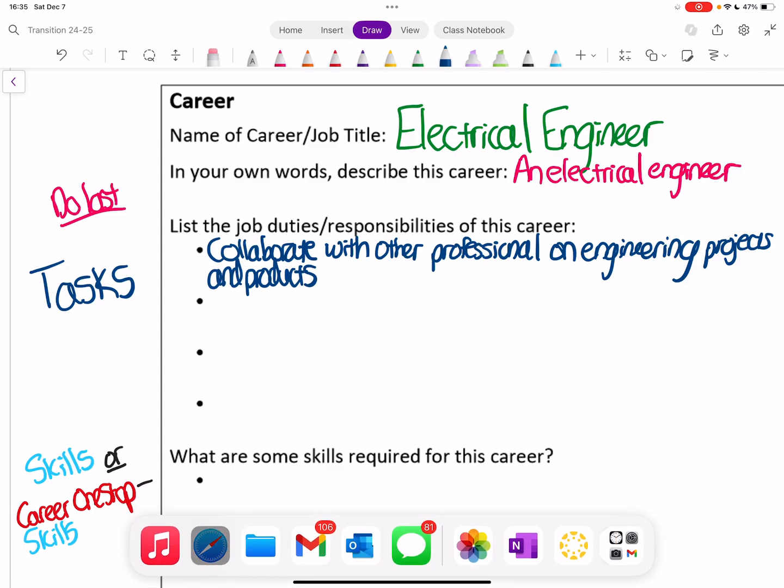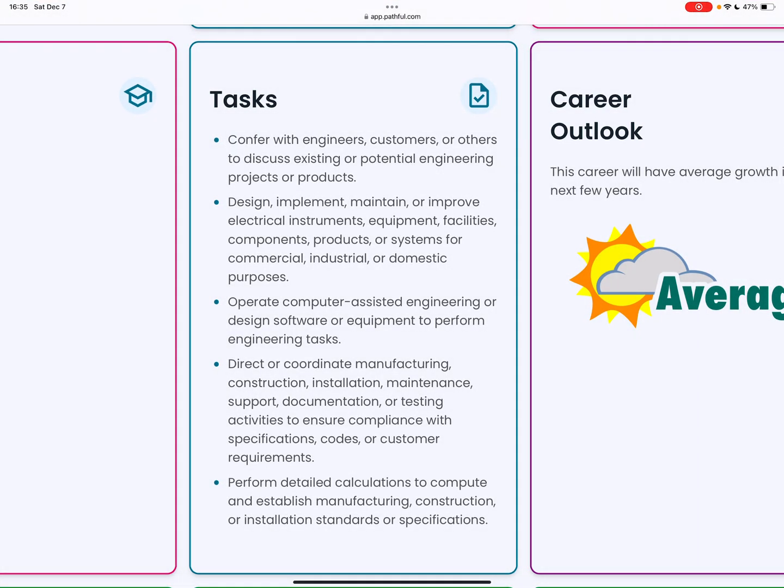If you want to write each of them in your own words, that would be awesome, but it is not required. You'll notice the second bullet point says design, implement, maintain, or improve electrical instruments, equipment, facilities, components, products, or systems for commercial, industrial, or domestic purposes. The reason there are so many things listed in that single task is because the career of an electrical engineer will vary depending on who your employer is, commercial, industrial, or domestic, where you're working in an equipment, a facility, and then what sorts of items you're working on, like electrical instruments, products, components, or systems.